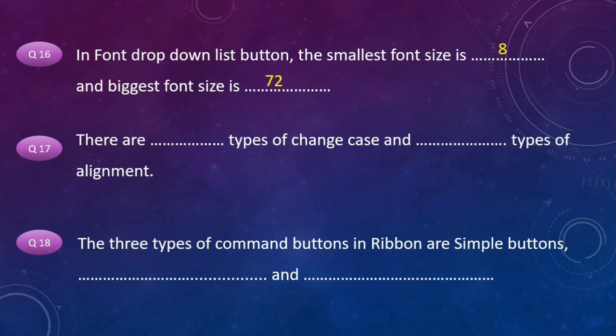And there are dash number of change cases. You have 5 change cases. They are title case, uppercase, lowercase, sentence case and toggle case. And you have 4 types of alignment, that is left, right, center and justify. 3 types of command buttons in Ribbon are, one is simple button, drop down menu buttons and the dialog launcher buttons. Next question.